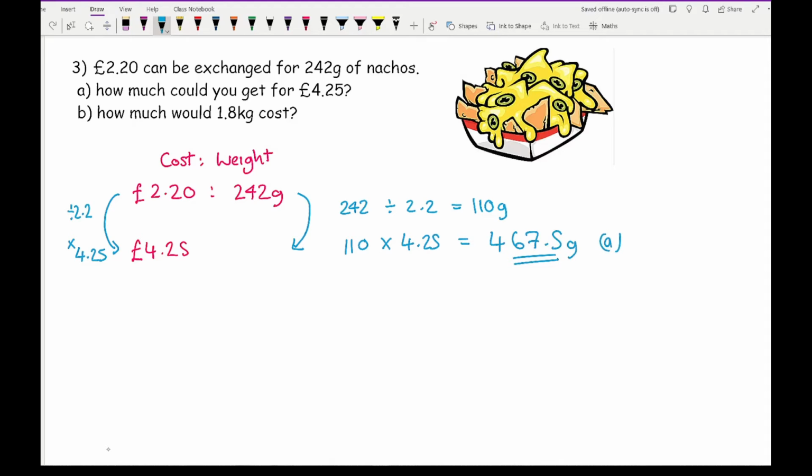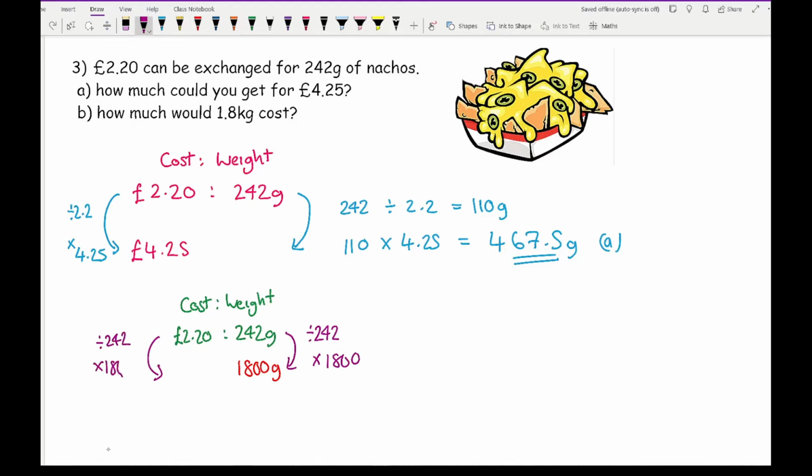Then for part B, if we adopt a similar approach, again I can set the question out. So let's look at the cost and the weight. Here again I've got £2.20 and the weight is 242 grams. Here I've got 1.8 kilograms. Now 1.8 kilograms is 1,800 grams, so you want to make sure the units are the same. So how do I get from 242 to 1800? Well, I divide by 242 and then I multiply by 1800. So for this I need to do exactly the same.